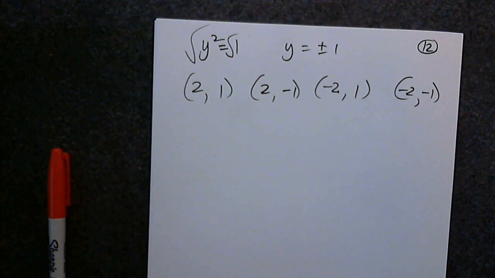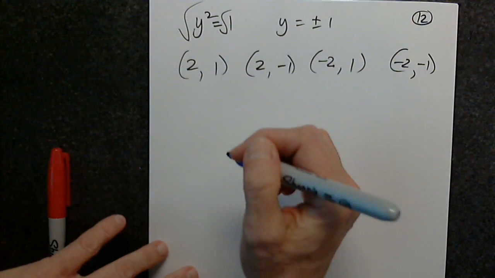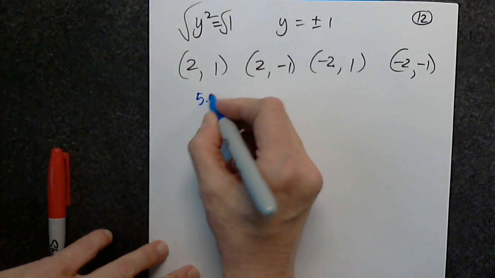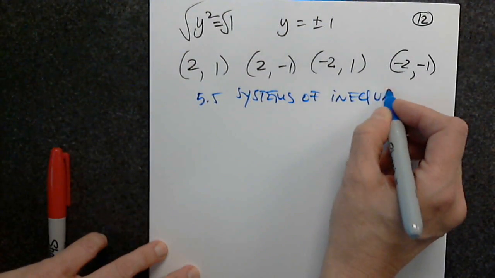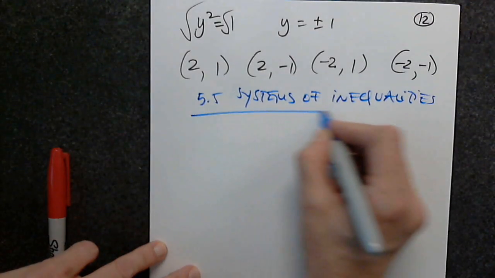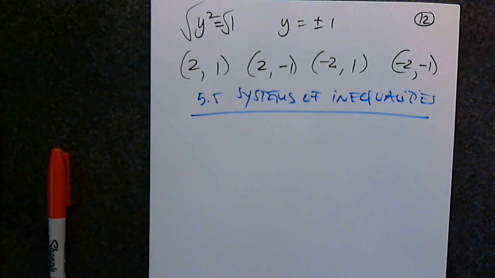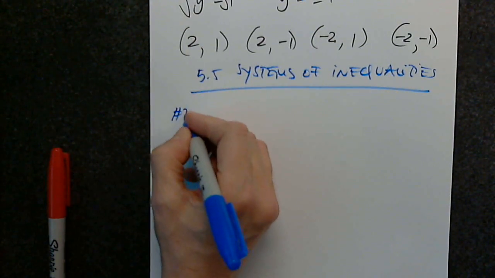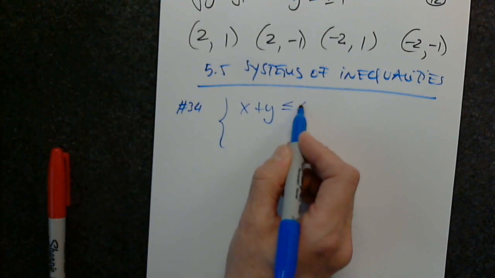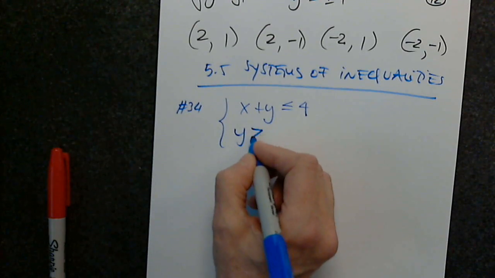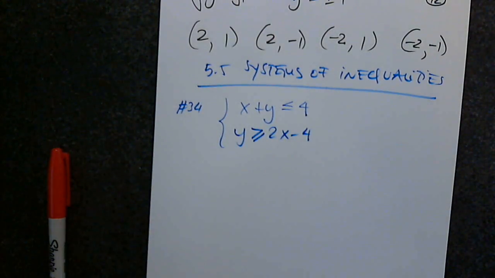I know I have only 4 minutes. I just want to show you one problem from systems of inequalities. Again, this is a review. Not everything here is a review. So I'm going to choose a very simple problem, 34. You will remember when you see it. x plus y less than or equal to 4, and y greater than or equal to 2x minus 4. These are not equations. These are inequalities.